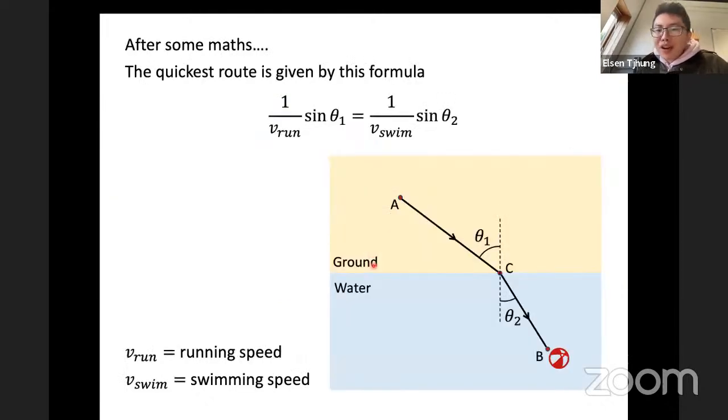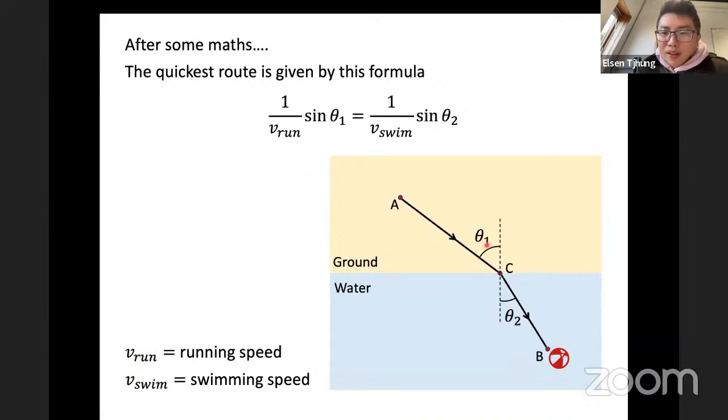By the way, you don't have to remember this formula, but using mathematics, you can calculate what this angle theta 1 is. So the angle theta 1 is given by this formula: 1 over phi run sine theta 1 is equal to 1 over phi swim sine theta 2. So theta 1 is this angle, theta 2 is the angle on the other side. Phi run is the running speed, and phi swim is the swimming speed. So phi run is always larger than phi swim. You always run faster on the ground than you can swim in the water.